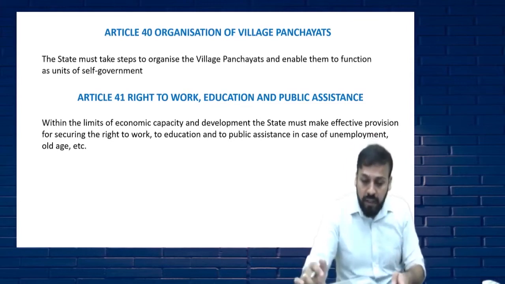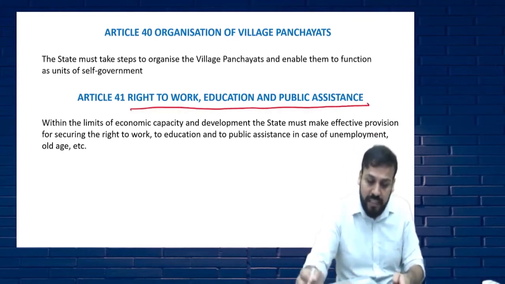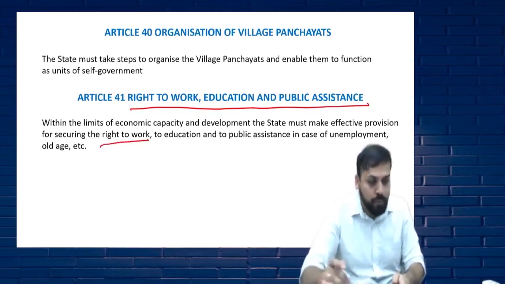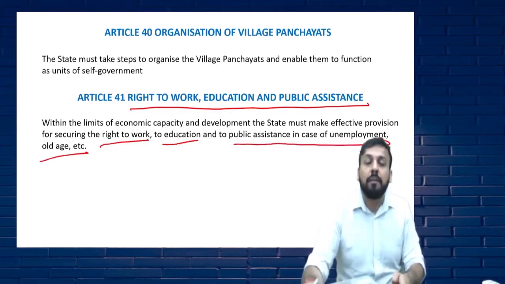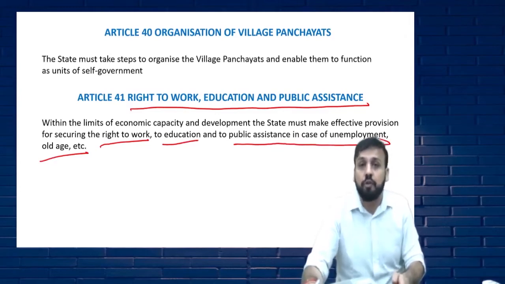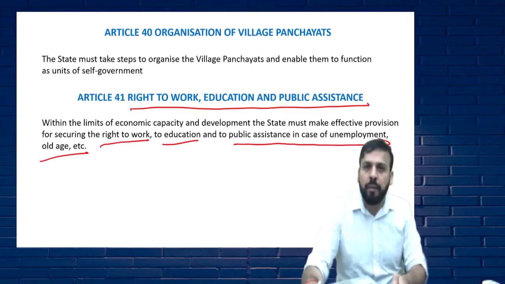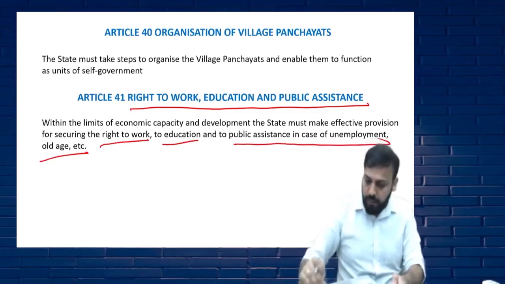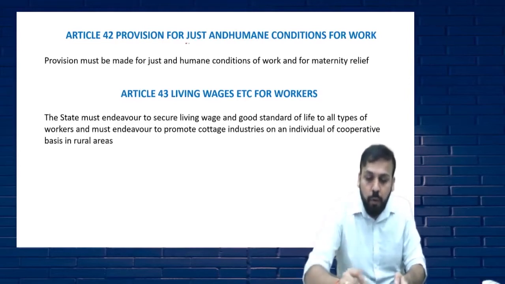Article 41 is telling that everyone has a right to work, education, and public assistance. Secure the right to work. Everyone has a right to do what they want to. Take the respective education, and public assistance in case of unemployment and old age. If they are unemployed, if they are not getting a job, or they are old, then they apply to the government, and the government will try to get some assistance and help for you. Getting my point? In the same way, 42 is telling that provide humane working conditions.